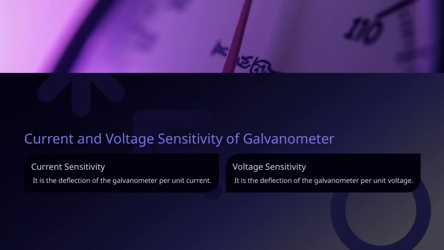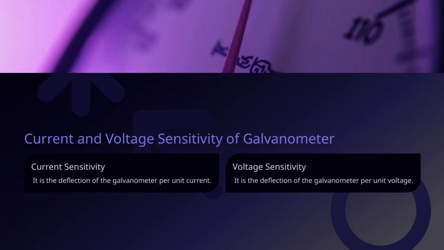measuring tiny voltages. Next, we have current sensitivity, which refers to the deflection per unit current flowing through the galvanometer. This measurement indicates how sensitive the device is to small currents. A galvanometer with high current sensitivity will show a noticeable deflection even with very small currents, which is essential for precise current measurements. Both these sensitivities, voltage and current, are interconnected and vital for the overall performance of a galvanometer.